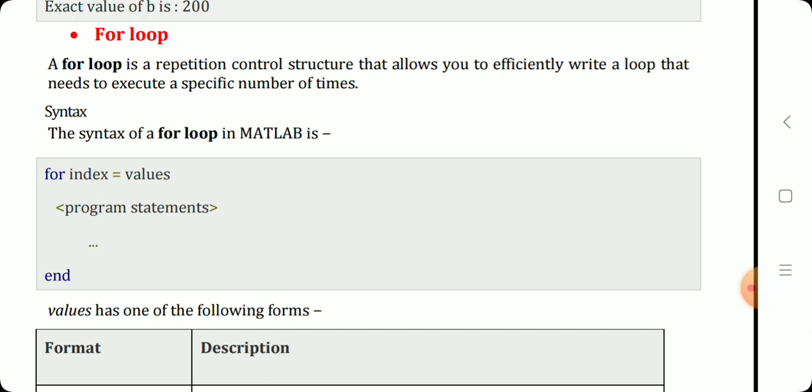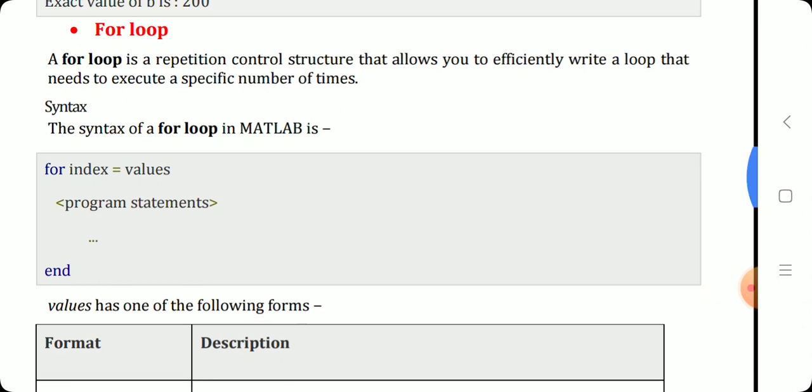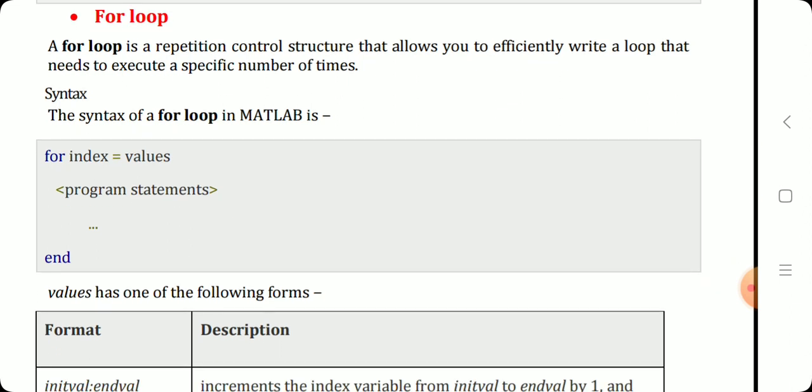Today we are going to see the for loops in MATLAB. Basically, a for loop is used for the repetitive control structure, and if you want to perform the same operation a number of times, then you can use the for loop. The syntax of a for loop is: for index equals values, then some statements, and end.